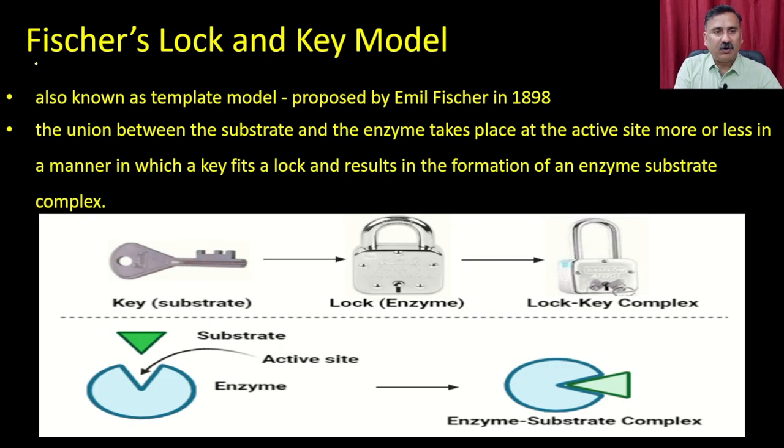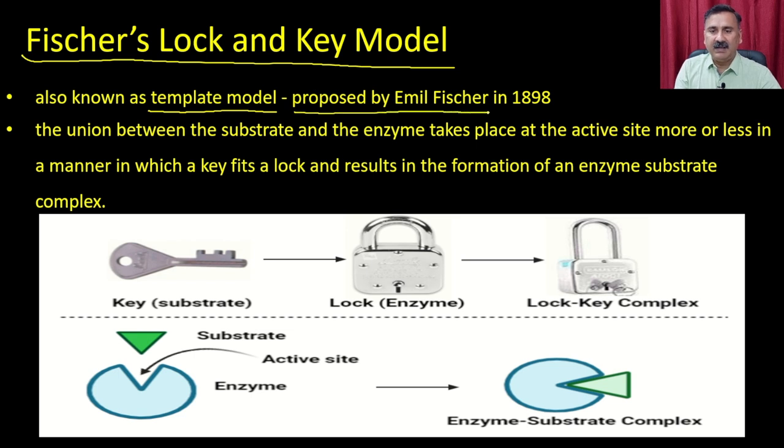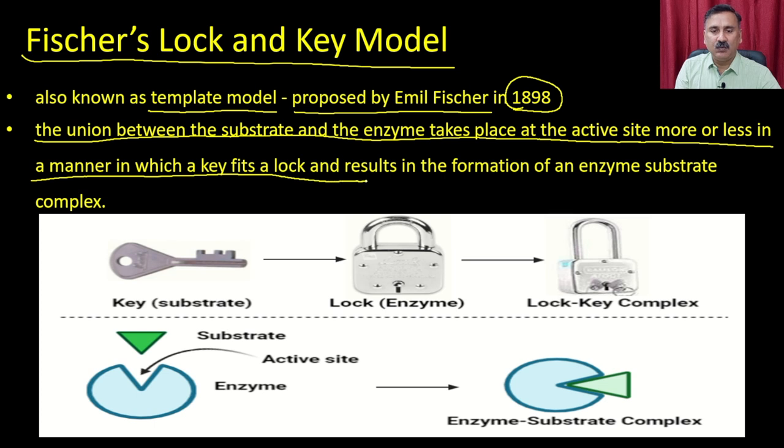So there are two models explaining how the enzyme is interacting with the substrate. One is Fischer's lock and key model, right, which is very popular. Fischer's lock and key model is also known as the template model, and it was proposed by Emil Fischer in the year 1898, right? What it says is that the union between the substrate and enzyme takes place at the active site more or less in a manner in which a key fits into a lock and results in the formation of the enzyme substrate complex. So this is what it is going to say, right?